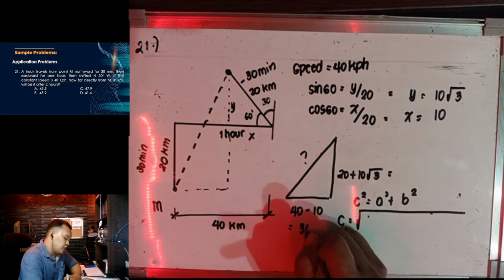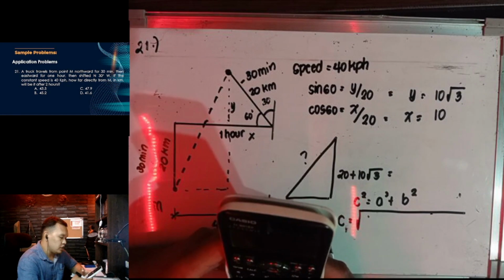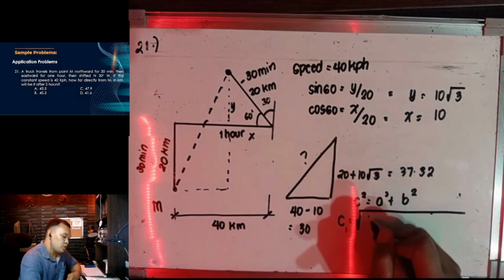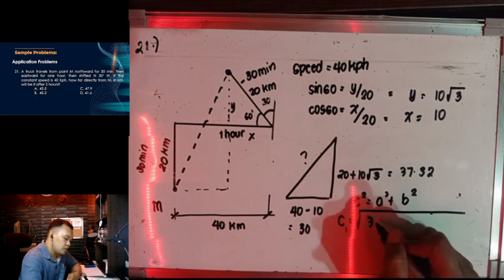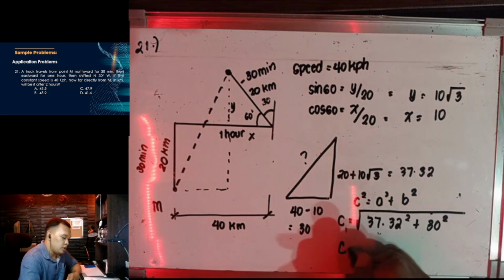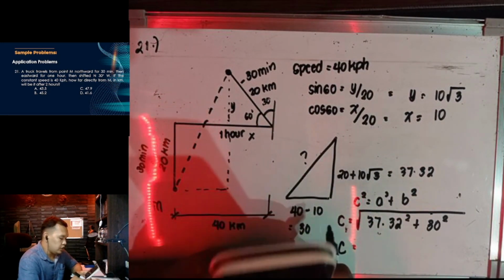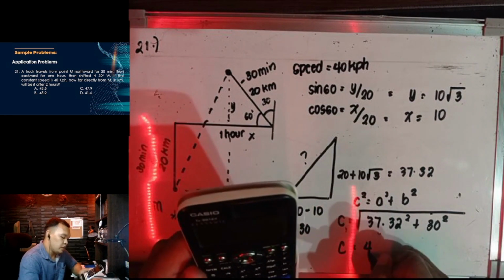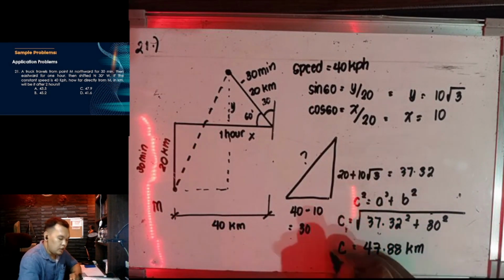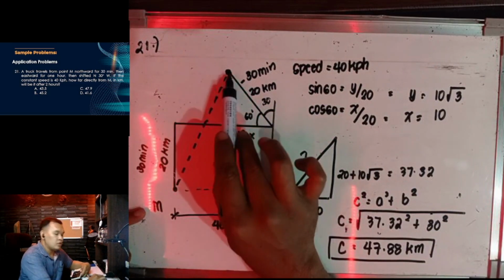let's calculate this, this is 30, this is 20 plus 10 the square root of 3, so 37.32. So, we could say that 37.32 squared plus 30 squared. So, c is equivalent to the square root of 37.32 squared plus 30 squared. Therefore, we have here 47.88 kilometers that our truck traveled from this point to that point, right?